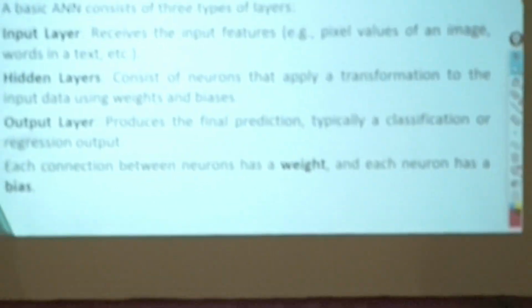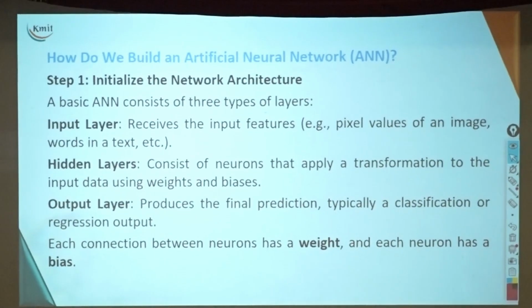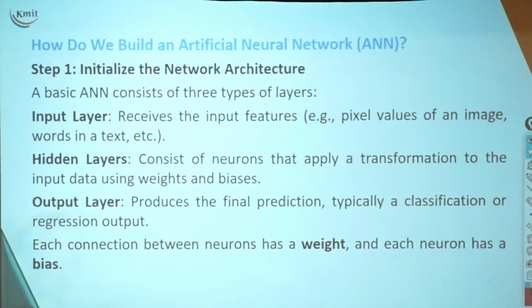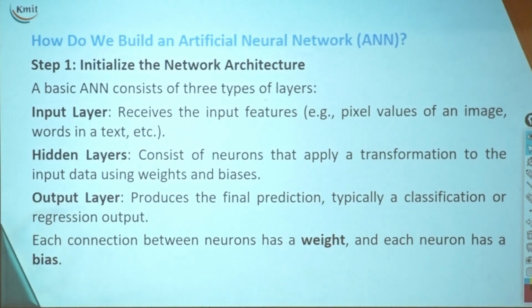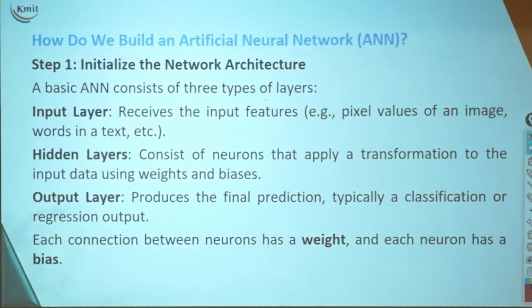So this was the first step. What was that? To build an ANN, what did we do? We have to initialize the network architecture. So how does your ANN architecture look like? It has three layers: input layer, hidden layers, and output layer, right?